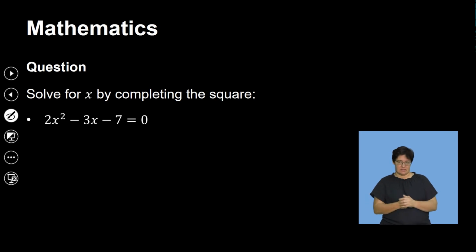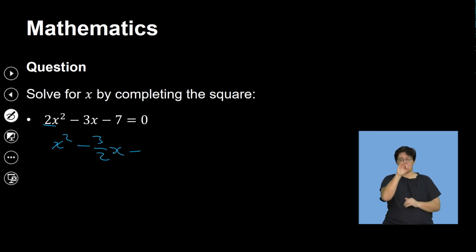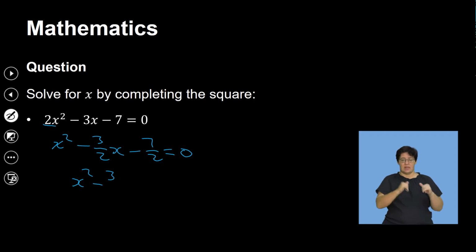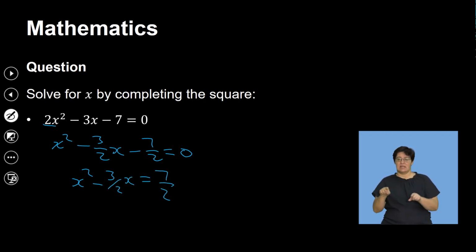Let's look at another example. Solve for x by completing the square, the same concept. But here you can see, firstly, I must make sure that the coefficient is 1. So this becomes x squared minus 3 over 2x minus 7 over 2 equal to 0. Then it becomes x squared minus 3 over 2x equal to 7 over 2, right?